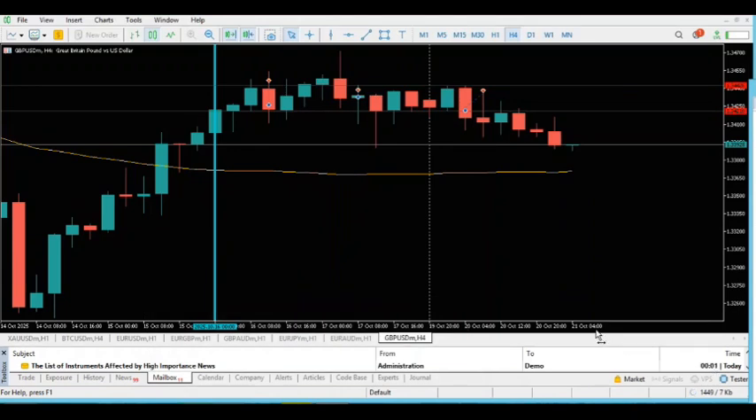All right, so we are on GBP USD. GBP USD, that is the Great Britain pound and US dollar. And this is the 4-hour chart.